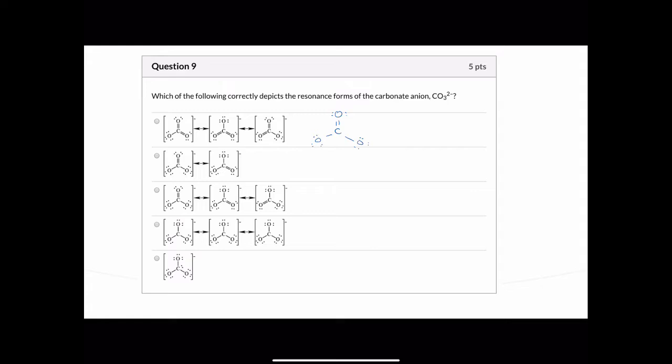But what you can see is that I have the double bond shown here at the top. But we know that based on resonance, that double bond is not localized between that carbon and that oxygen. It could also be between this carbon and this oxygen, or between the carbon and this oxygen. So therefore, there's 3 resonance structures for the carbonate anion. And those are depicted right here in the third one. So this is the correct answer.